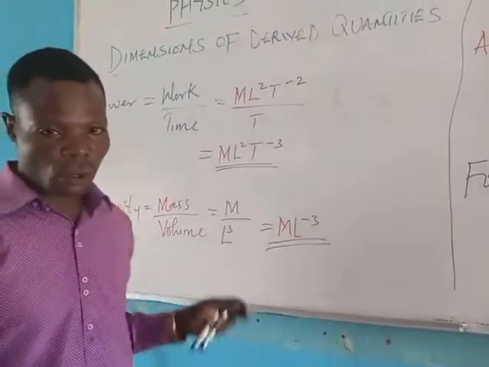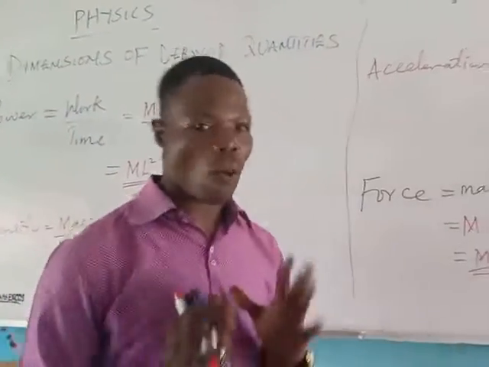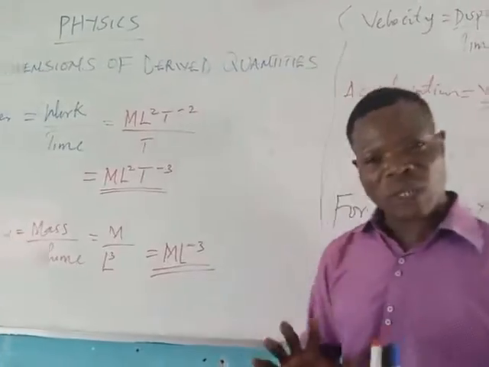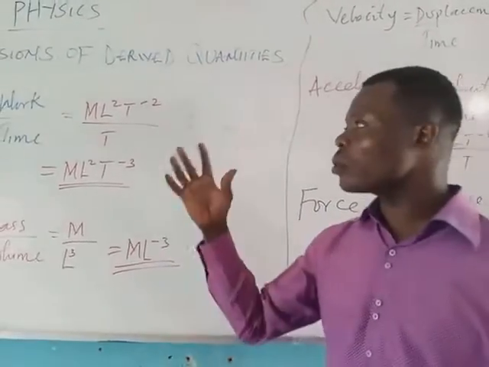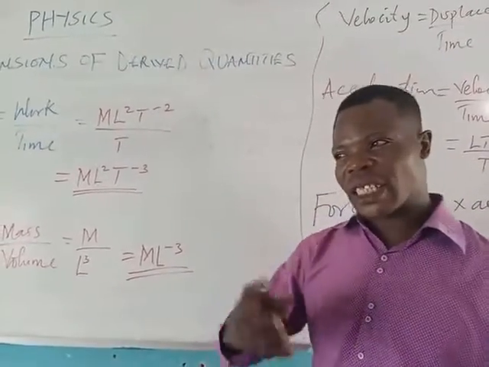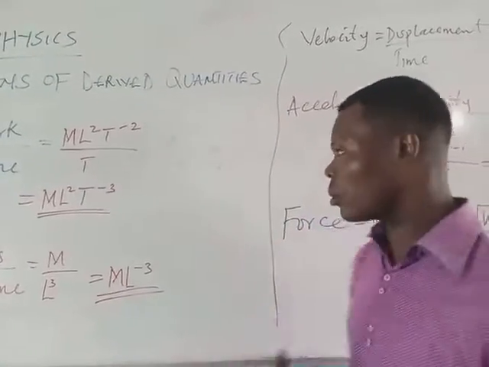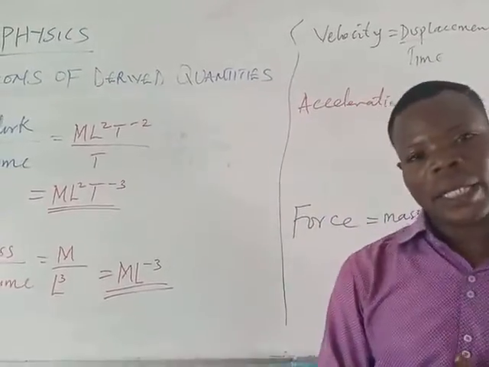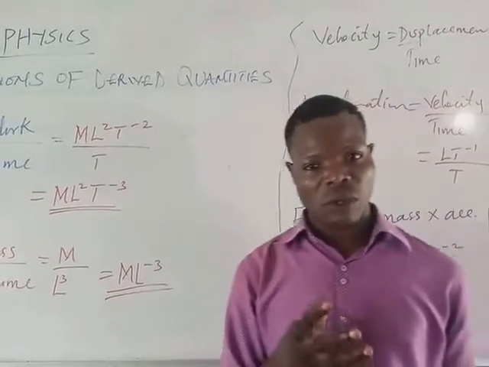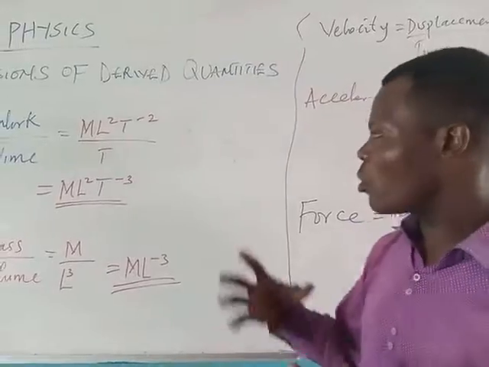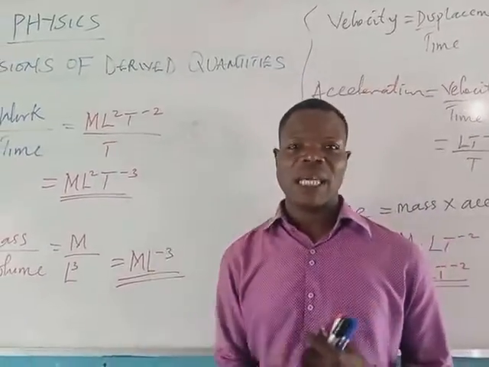With this method, we can find the dimension for other quantities that are derived quantities, provided we know their formula. So we can also use dimension to find the units of other quantities that are not known. So in our next class, we are going to drop a video on that, in which we are going to solve more questions that relate to dimensions.